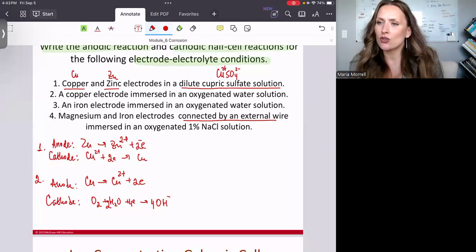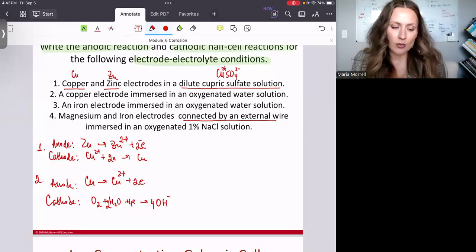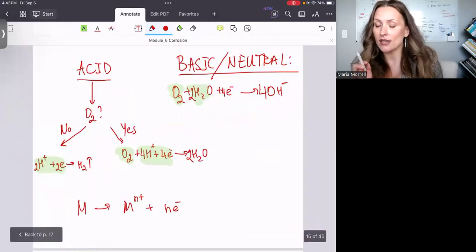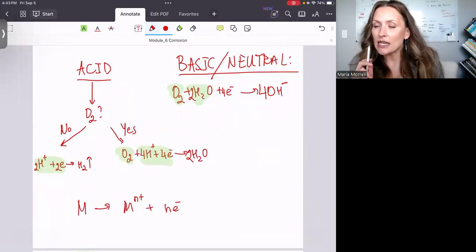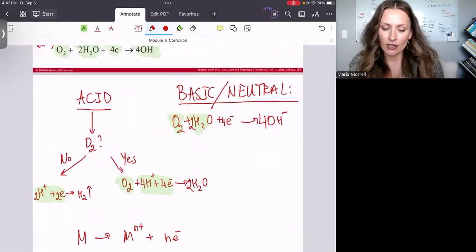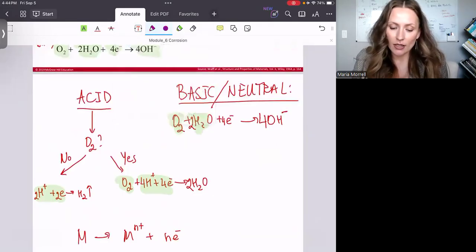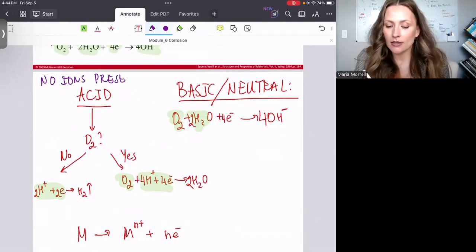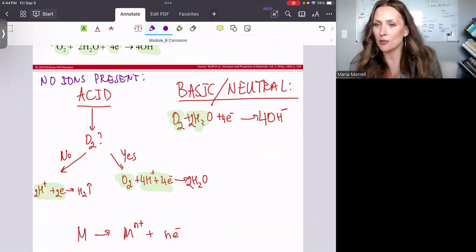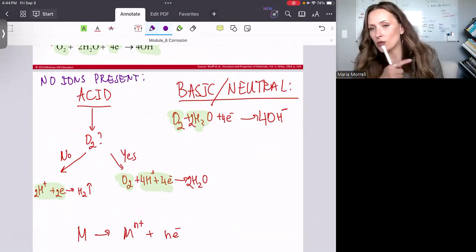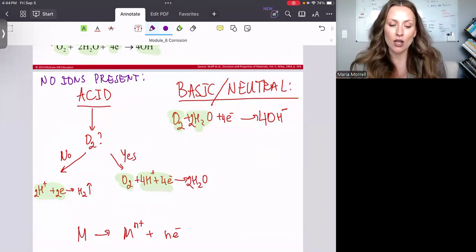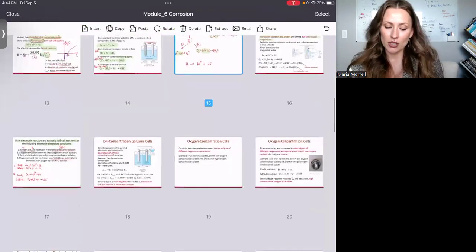Let's say this is something you don't remember, how would I solve this problem? Well, I'm going to go back to this, and this is exactly where it says no ions present, because I don't have any ions present. That's exactly this scenario. When you don't have any ions present, that's where you go with either acid or basic. So hopefully that makes sense, and I'm taking this equation from here.